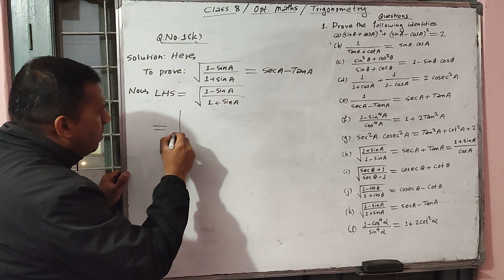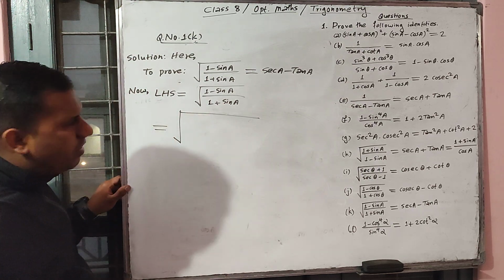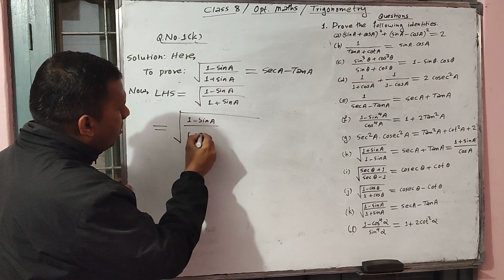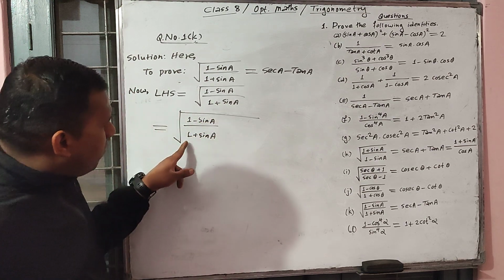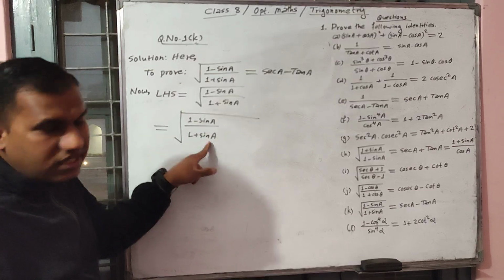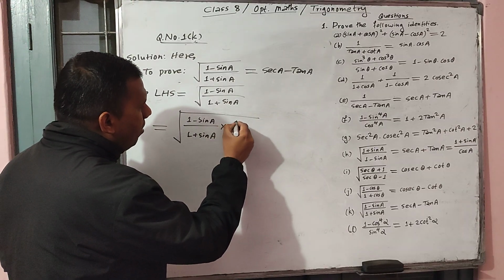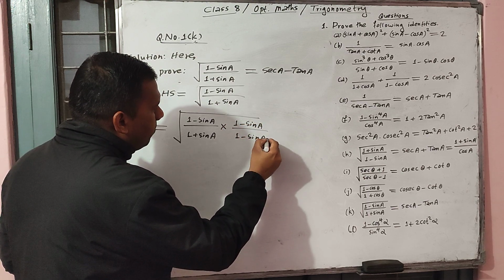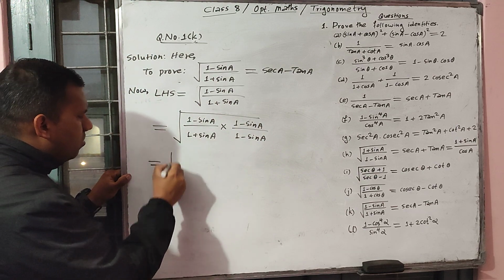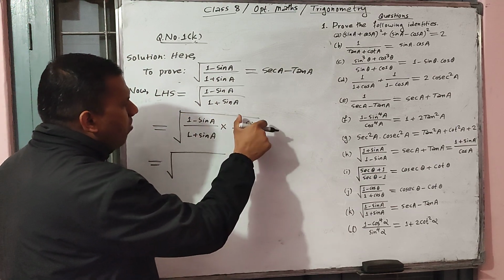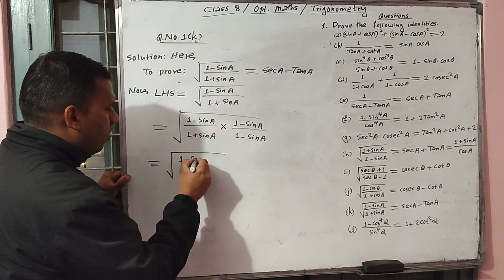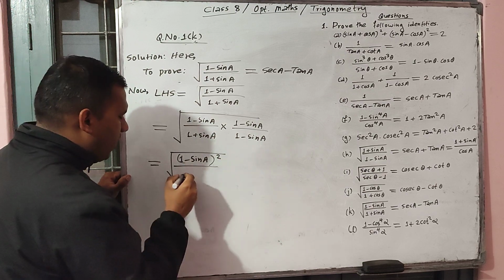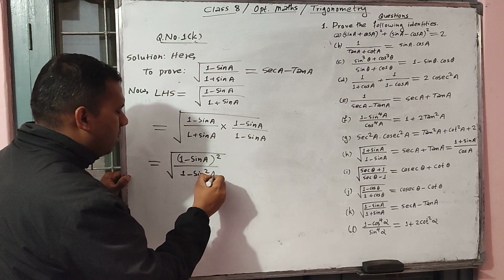Again, we use the conjugate of the denominator over here. So (1 minus sin A) upon (1 plus sin A). The conjugate of 1 plus sin A is 1 minus sin A, so multiply by (1 minus sin A) upon (1 minus sin A). This equals the square root of (1 minus sin A)(1 minus sin A), which makes (1 minus sin A) whole square upon (1 plus sin A)(1 minus sin A), which makes 1 minus sin square A.